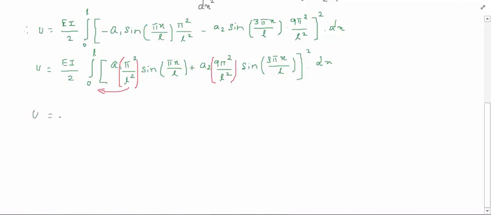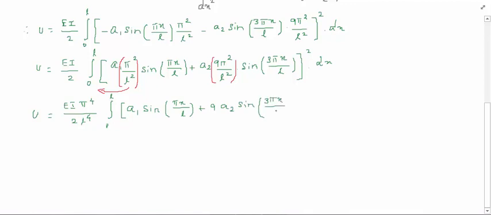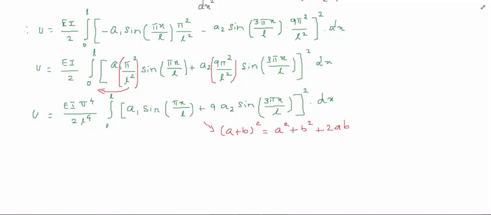This term π²/L² can be taken out, and it has to be squared. EI π⁴/(2L⁴) times the remaining term, a1 sin(πx/L) plus a2 sin(3πx/L), whole squared, into dx. Now this term is like (a plus b) whole squared. We have to expand it as a² plus b² plus 2ab. So let us expand.